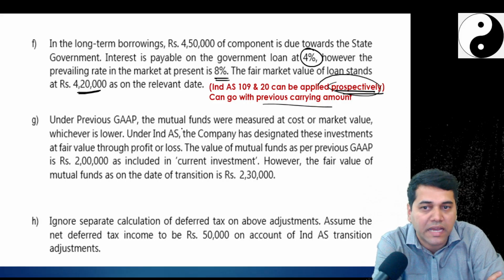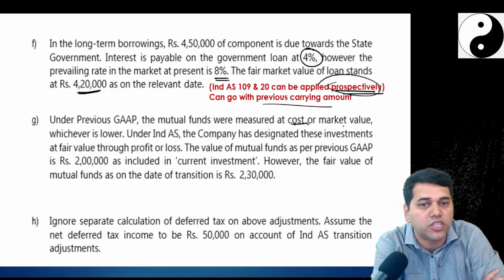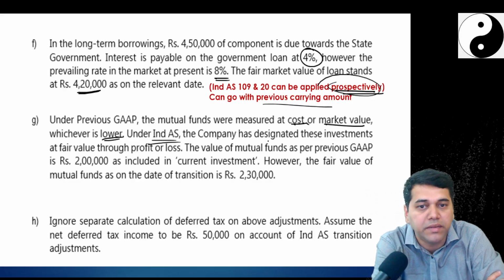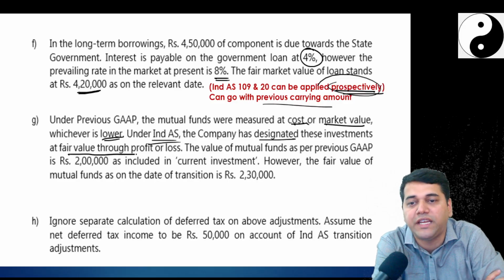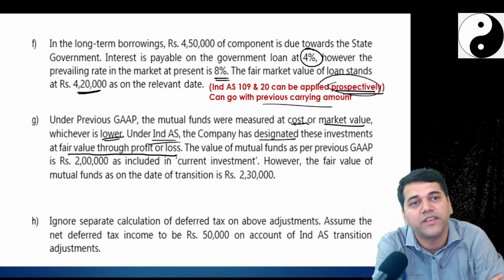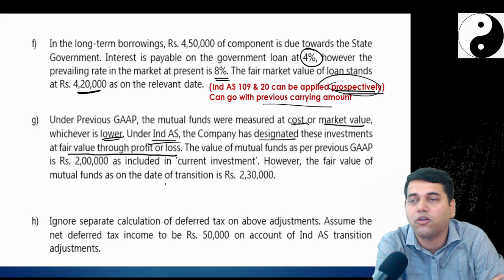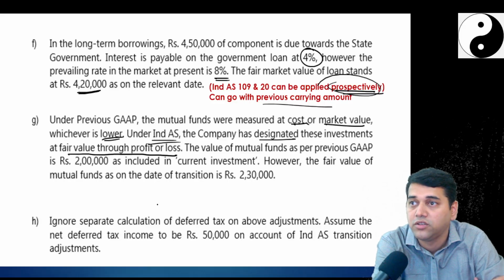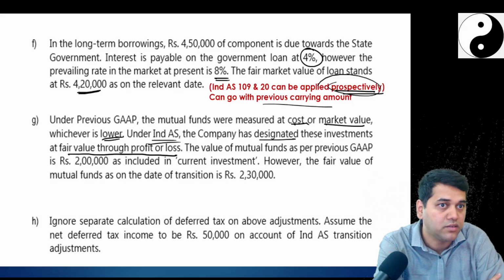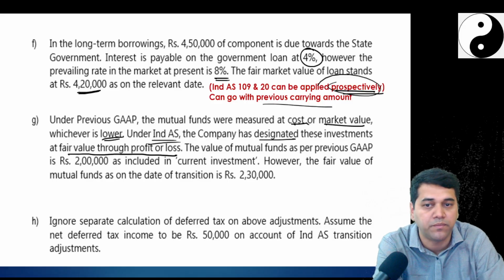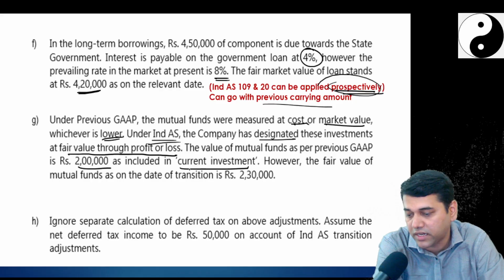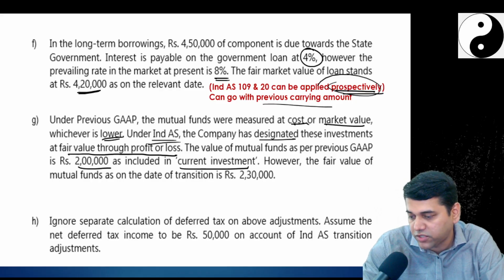Now under the previous GAAP, the mutual funds were measured at cost or market value, whichever is lower. Under Ind AS, the company has designated these investments at FVTPL. Makes sense? Because for me, a mutual fund is a financial asset now. I have a contractual right to receive the cash, so I have to take it as a financial asset. And since I am holding it for trading purposes, my purpose to hold is as FVTPL. The value of the mutual fund as per previous GAAP was 2 lakh as a current investment. Okay, in the current investment, can you see current investments there?